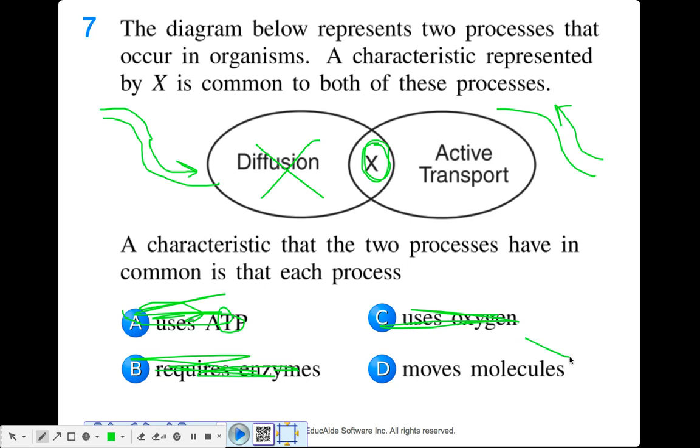But do they both move molecules? Yep. Diffusion and active transport, both movement of molecules in a given area.